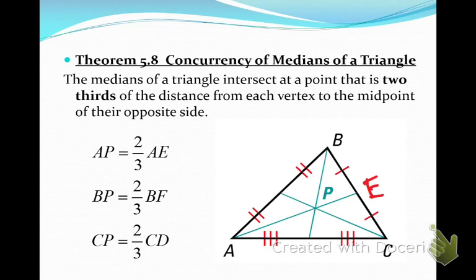Right? So it's 2/3 of the distance. So if the distance from A to E was 3, then AP would be 2, and what would be left would be 1. It has a 2-to-1 ratio. If you think of it as a fraction, if this is 2-to-1, then that's 2/3. The whole thing is 3, and this is 2. It's 2/3 of the way across.